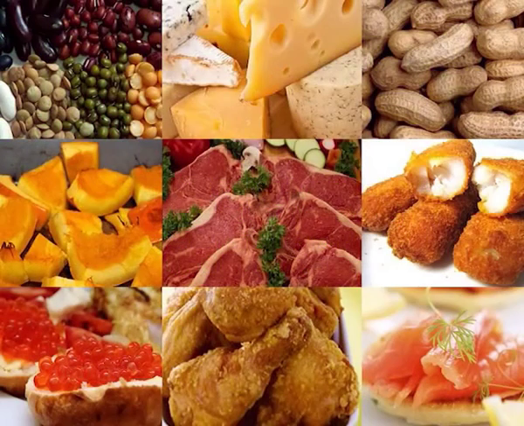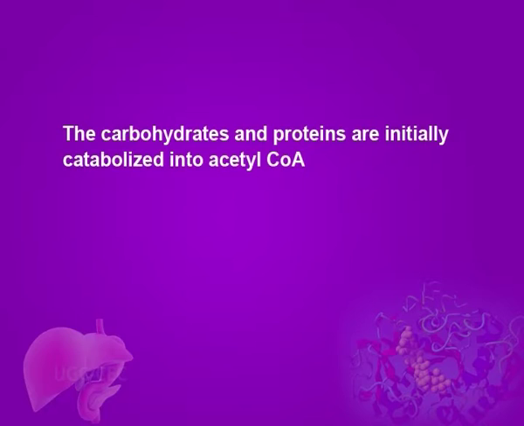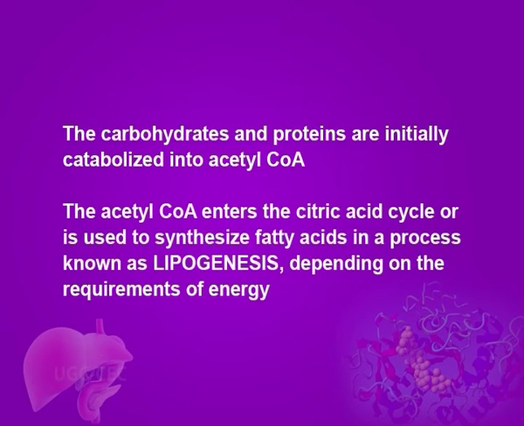Fatty acids are mainly synthesized from carbohydrates, but there are times when they are synthesized from proteins as well. The carbohydrates and proteins are initially catabolized into acetyl CoA. The acetyl CoA enters the citric acid cycle or is used to synthesize fatty acids in a process known as lipogenesis, depending on the requirements of energy.